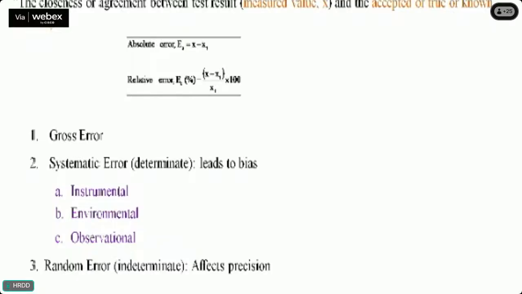The two terms are now familiar to all of you. Now, absolute and the relative error.